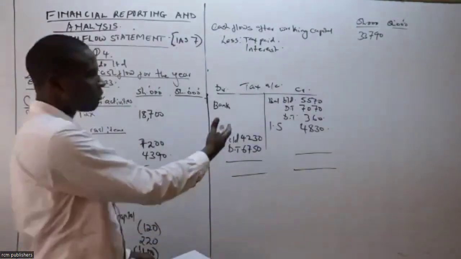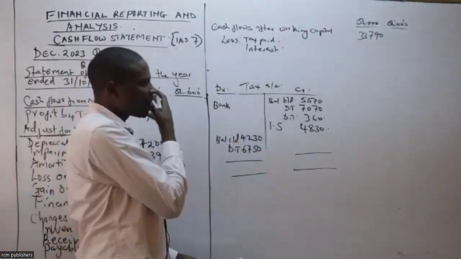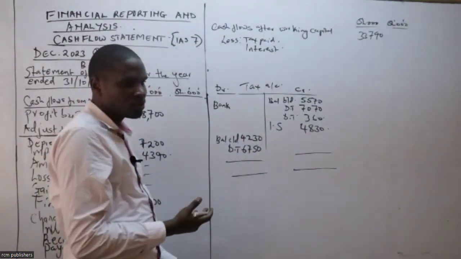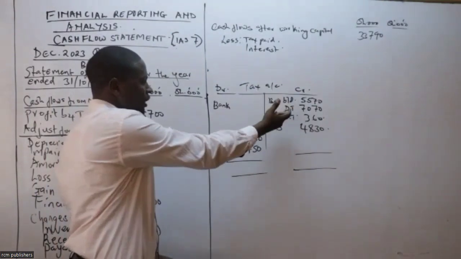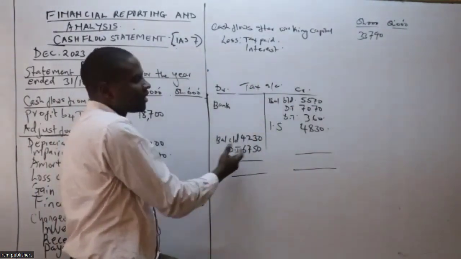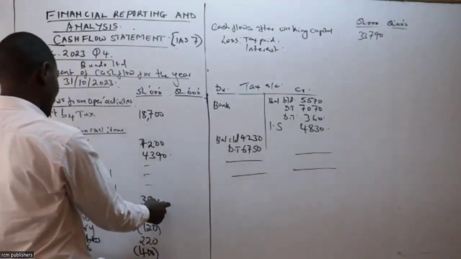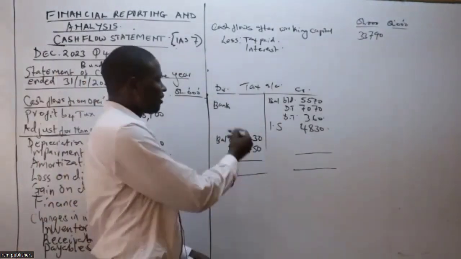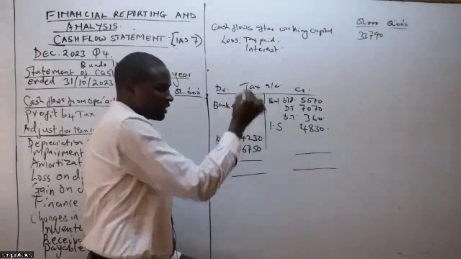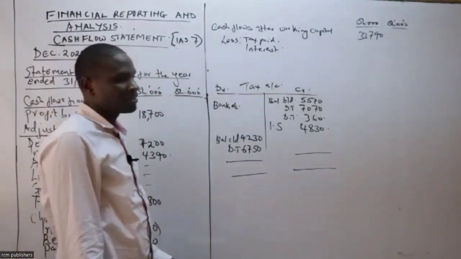You will do the same, by the way. For the interest, you also draw the same T account. You take the balance brought down. You take the balance carried down, and then from the income statement you have your finance cost over at it. Now you will get the bank account, the money that has been paid will be on that side.